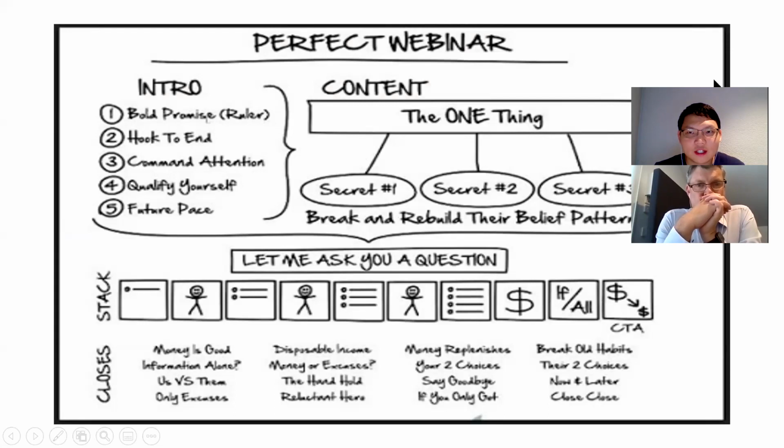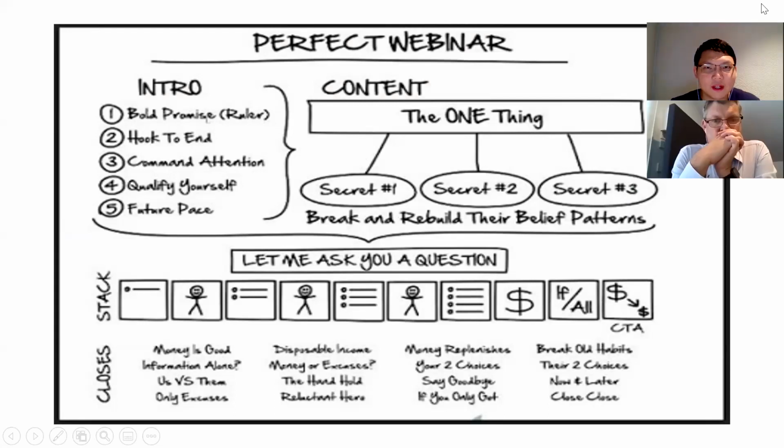This is the structure of this. This is why the sales funnel works. It is a formula. It is proven to work, isn't it? We follow a structure. Basically, that's why you're going to have a sales comp. So this one, hook to a, you know, bold promise.